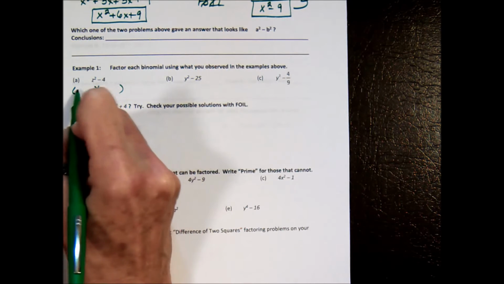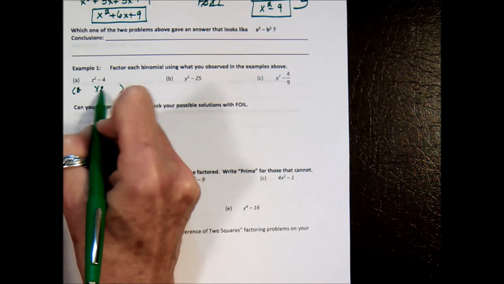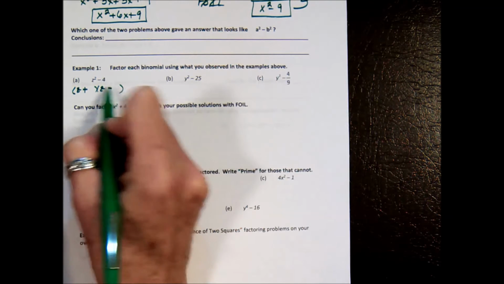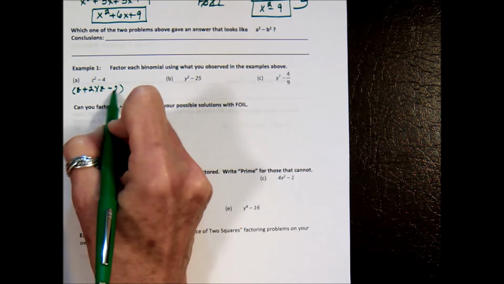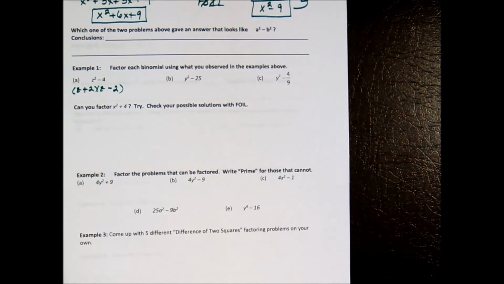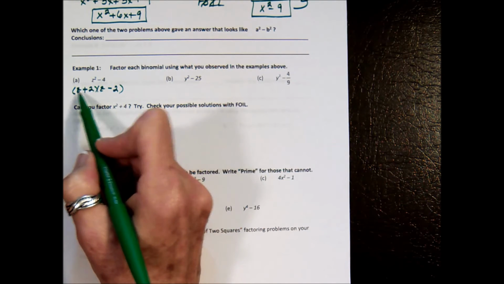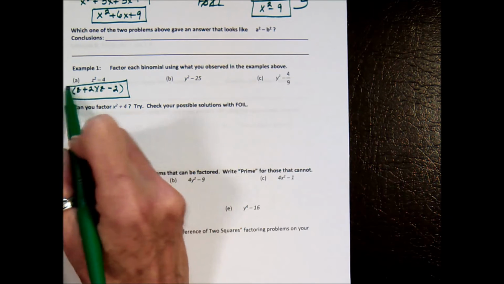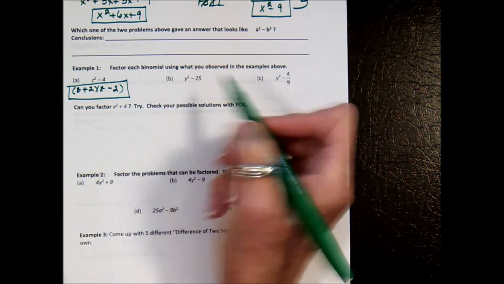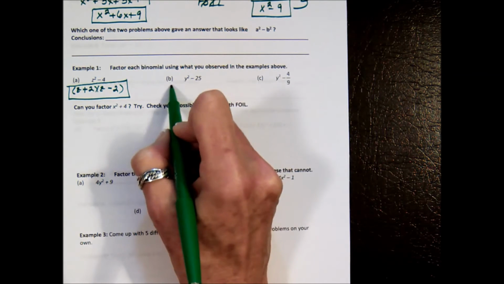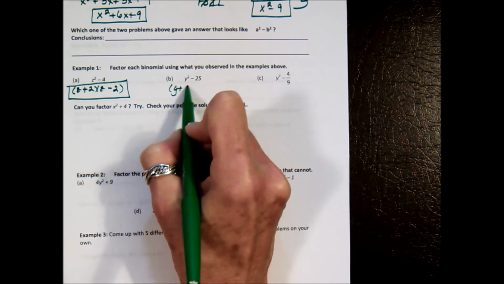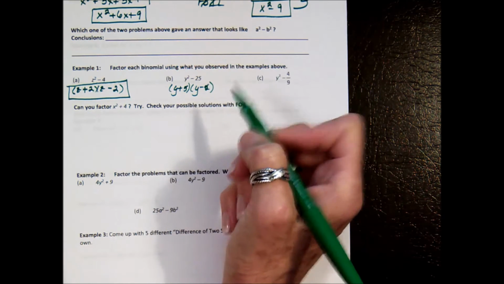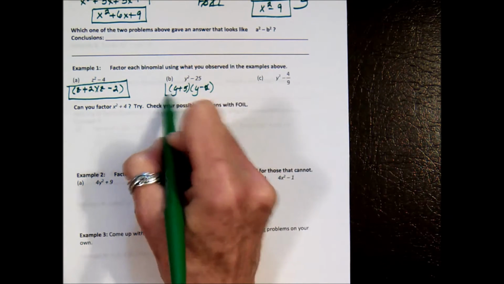I know it's going to be a FOIL, and here's what I'm going to say. What got squared to give me z squared? Z times z. I know that one had to be a plus and one a minus, and that to get 4, it was 2 times 2. I just know that because that's the only way that my outside and my inside terms would zero out. Here, y squared minus 25, I know it's going to be y plus 5 times y minus 5. That's the only way that I can end up with just two terms.